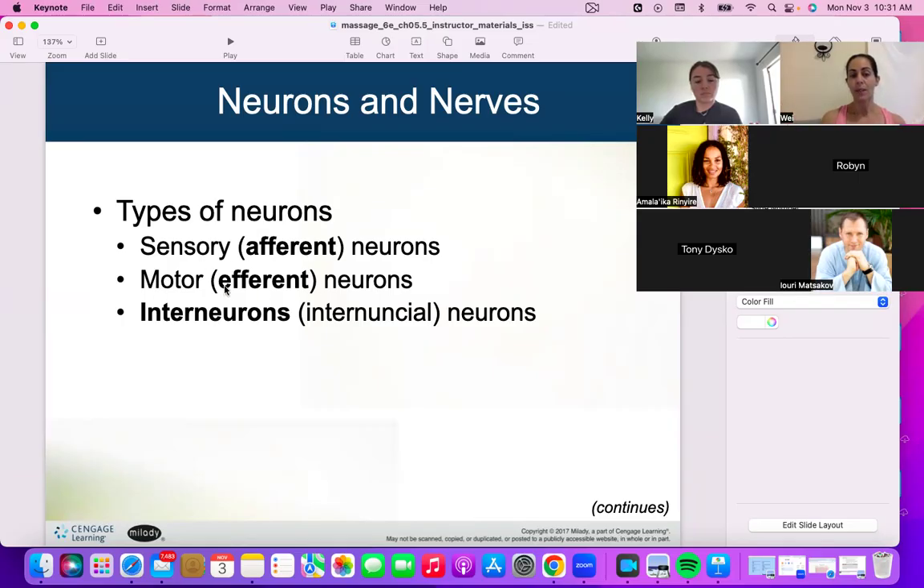A motor neuron, another word for it is efferent. So that's the signal or the impulse that's coming down from the nervous system to the body. Interneuron, just like the word, in between, inter, and then neuron. So it's kind of what happens between the sensory and the motor. There is an interneuron connection that happens, okay?